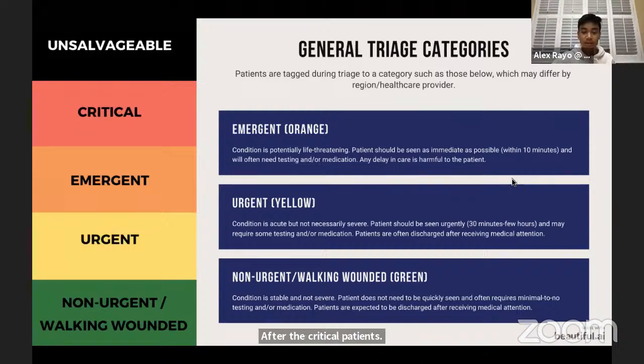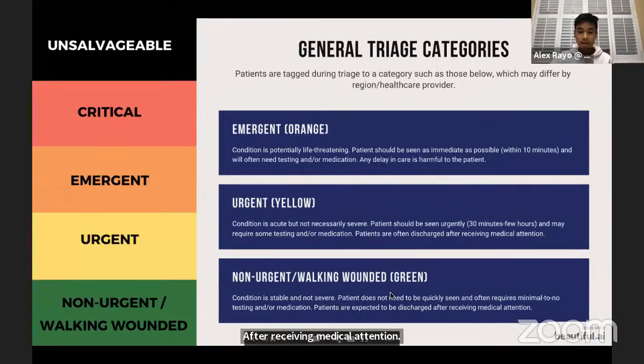And then the next one we have is urgent, which we have listed as yellow. And this is someone who has a condition that is acute. So their condition came on really suddenly, but not necessarily severe and not necessarily life-threatening, but still kind of significant. And so they should be seen urgently, within 30 minutes to at most a few hours, and might require some testing or medication. And medical staff will expect to discharge, so release, the patient after receiving medical attention.